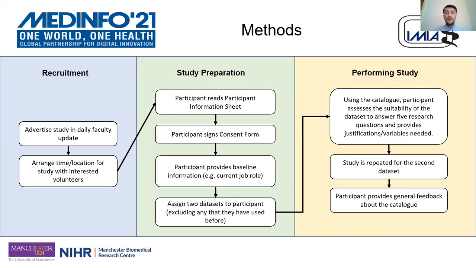For each dataset, 5 research questions were designed by the study team in collaboration with the data custodian for that dataset. This collaboration was important as it was the data custodian that provided the gold standard answer of whether each question was answerable with the given dataset. Once 5 questions had been assessed for the first dataset, the process was repeated for the second. Finally, the participant was given the opportunity to provide feedback on the tool.